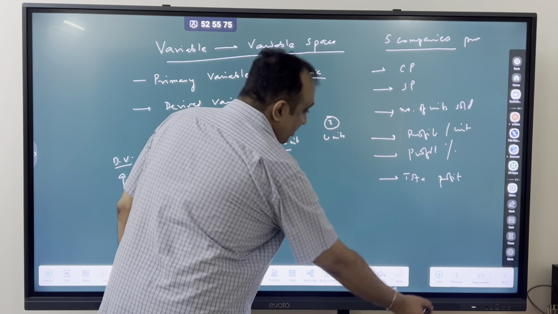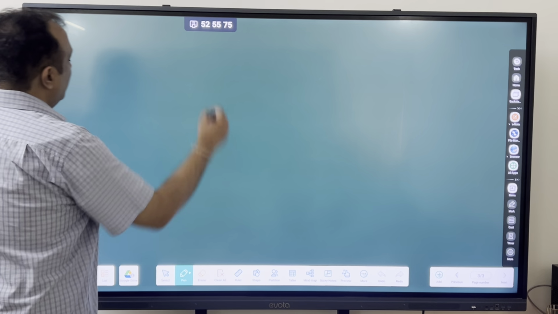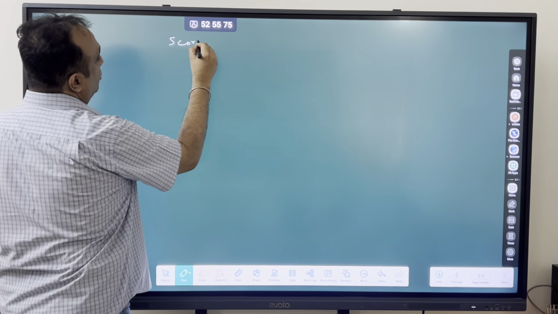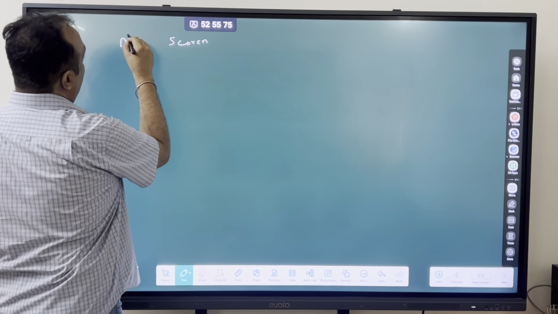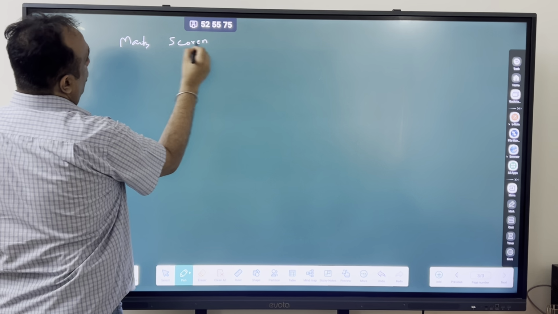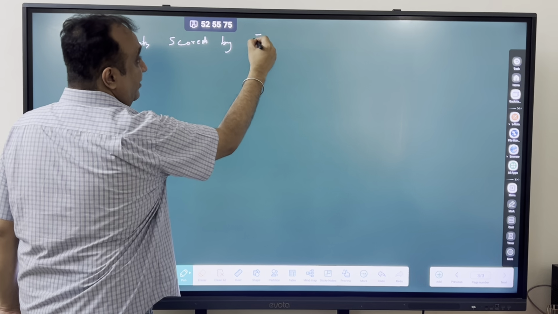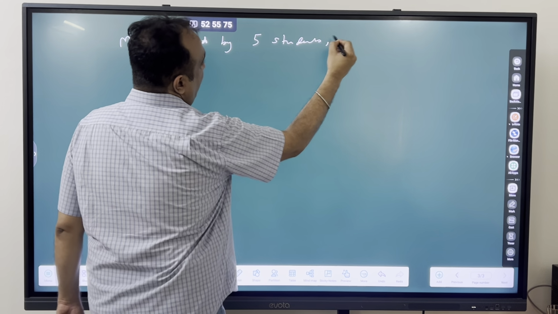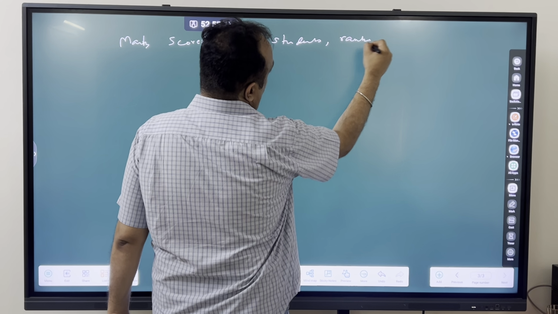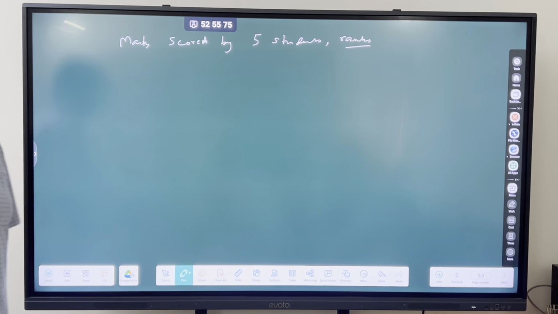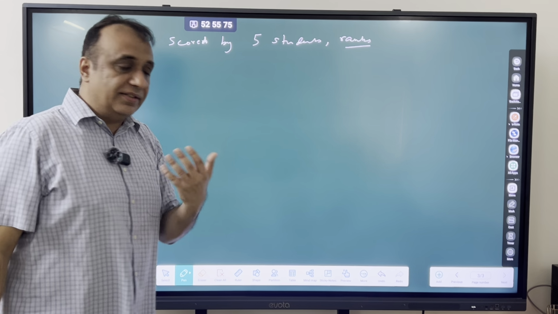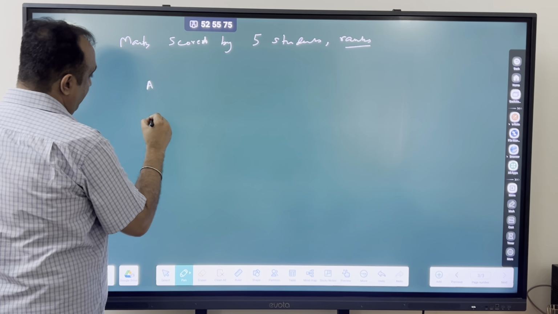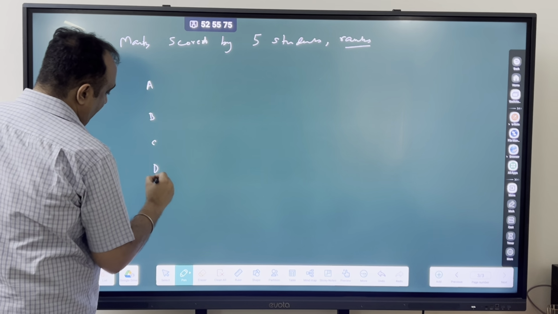For example, let me just take another example. Let's talk about scores of students, or marks that a student scores. So marks scored by, let's say again, 5 students in a test, and also their ranks or position that they get in the test. So there were 5 people who were taking this test. Now let's look at this. I have, let's say, students A, B, C, D, and E.